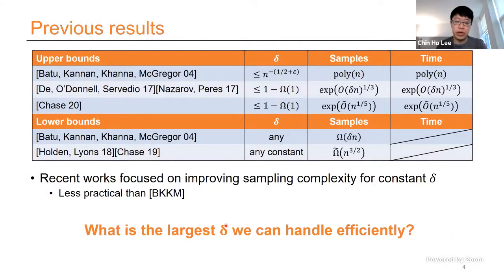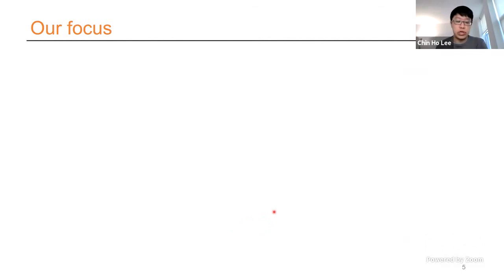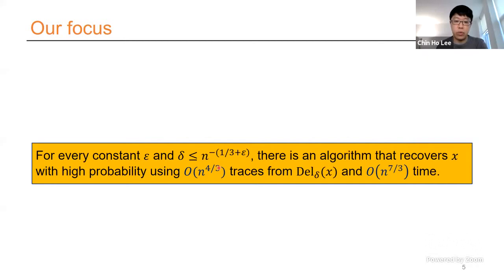So here is our result. We show that for any constant epsilon and deletion rate delta less than n^{-(1/2+ε)}, there is an efficient algorithm that recovers X with high probability.